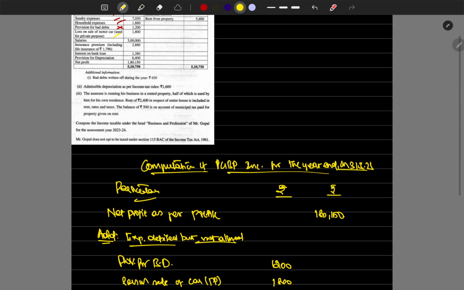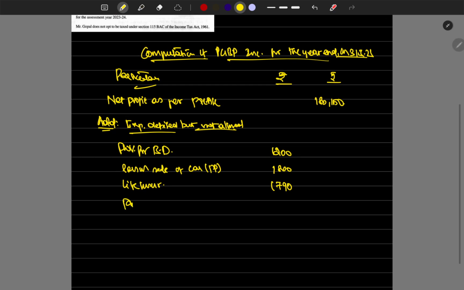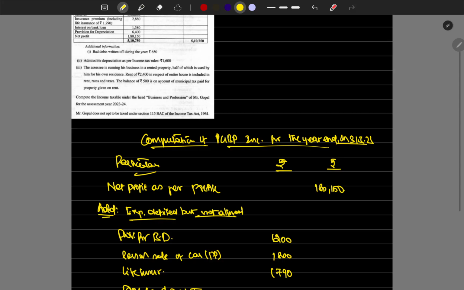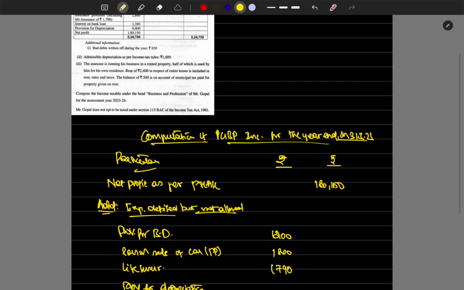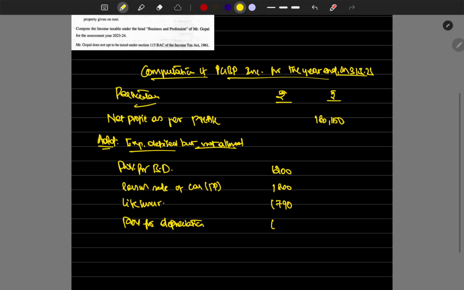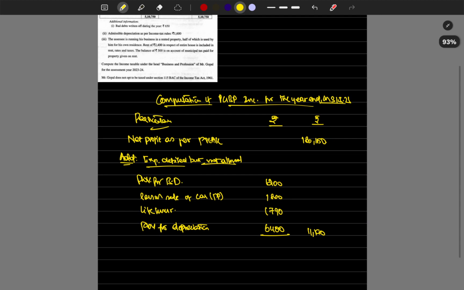Then interest on bank loan allowed. Provision for depreciation is not allowed, so we will add it back. Any provisions, income tax won't allow; only if we pay, will income tax allow. So 6,400 we have added back. 1,200 plus 1,800 plus 1,790 plus 6,400, which is 11,190.